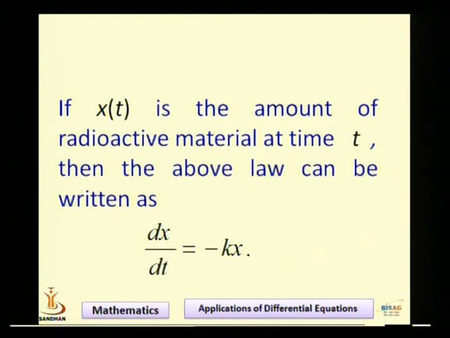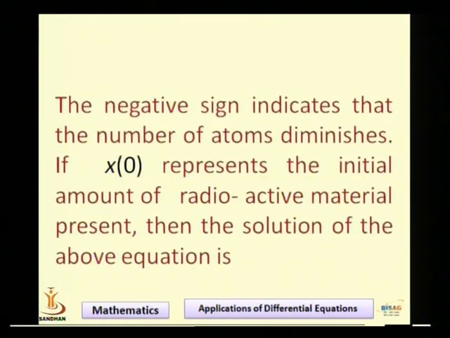Mathematically, if x(t) is the amount of radioactive material at time t, then the above law can be written as dx/dt = -kx. The negative sign indicates that the number of atoms reduces. In the case of radioactive material, the number of atoms reduces. So, because of that we have minus k.